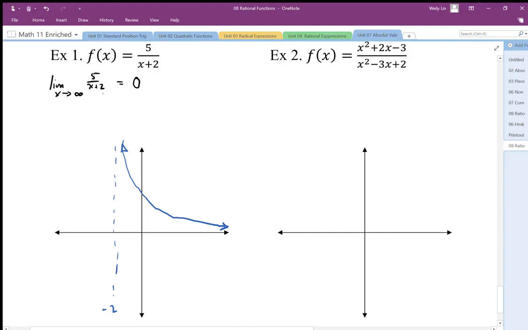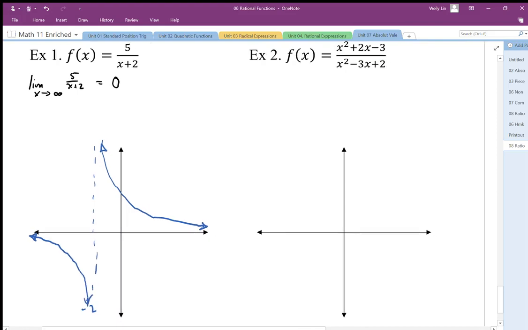And I can make the same arguments if x goes to negative infinity, except the difference is this ratio will be negative because we're going to have a negative number in the denominator. And it's going to go to 0 from the negative side. Okay, and then we get a graph that looks like this. And just to highlight this, my horizontal asymptote is along this line y equals 0.